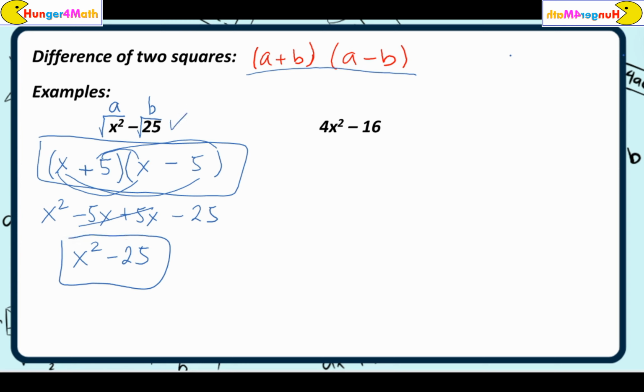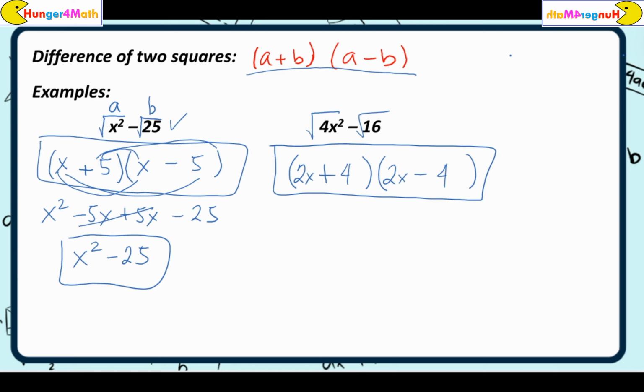Next, we have 4x squared minus 16. So let's write two parentheses and plus and minus. Then let's take the square root of 4x squared, and that is 2x. And the square root of 16 is 4. And let's write it for both sides. So here's your answer for the 4x squared minus 16.